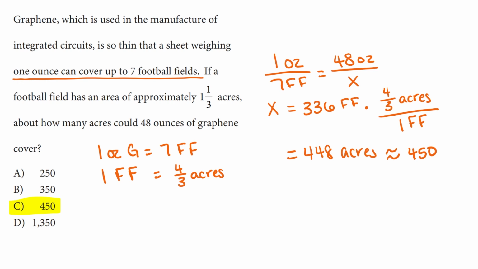Essentially, this is using proportions and conversion so that we can convert from ounces per football field to ounces per acre and find the total in 48 ounces.